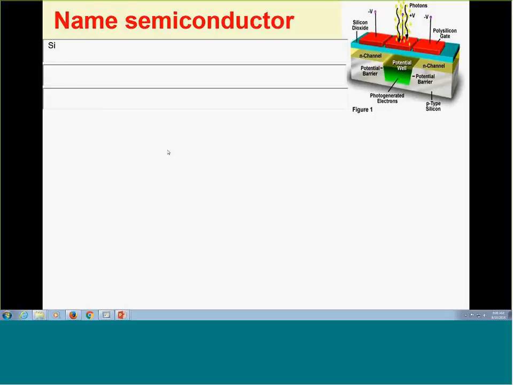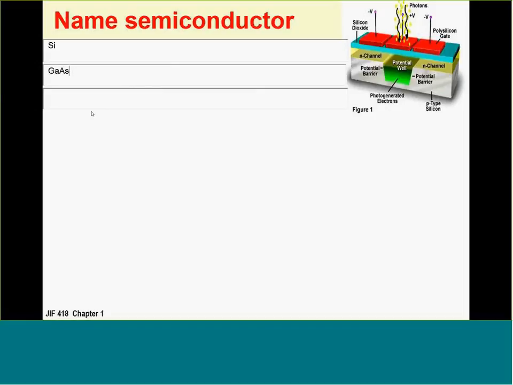So, offhand, what do you know? Okay, so it can be silicon, it can be gallium arsenide, and sometimes gallium arsenide, aluminium, and whatnot, where basically we use it for our LEDs.